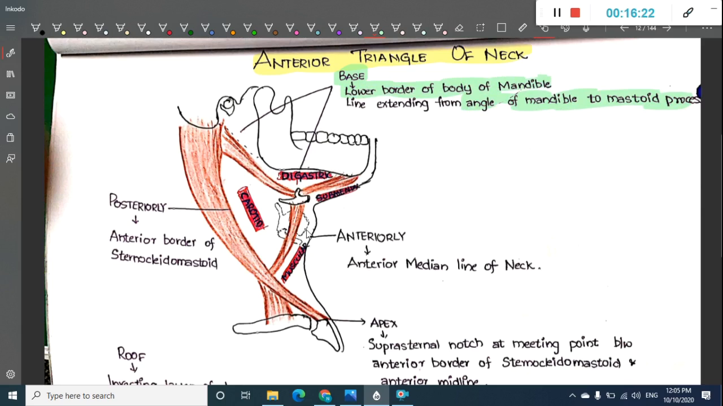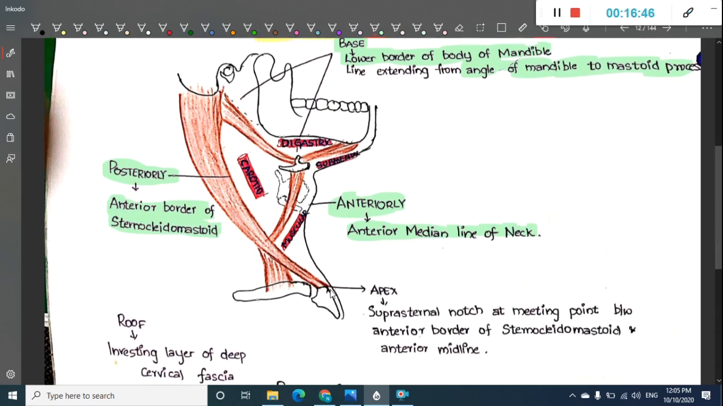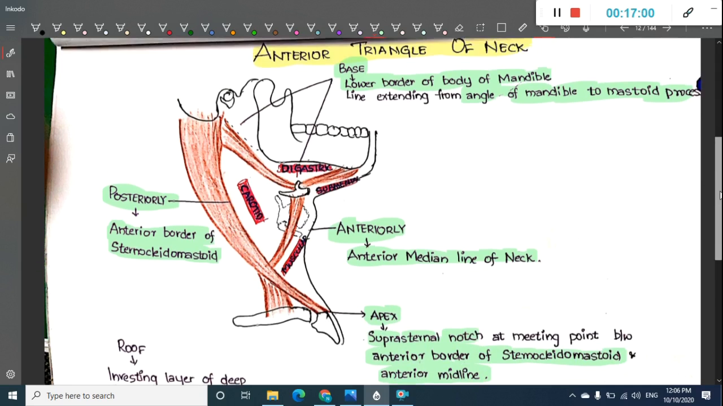Then what do you see anteriorly? Anteriorly we have the anterior median line of the neck. Posteriorly it is bounded by the anterior border of the sternocleidomastoid. Then this is the apex, and the apex is downwards here. This apex is nothing but the suprasternal notch, and it is the meeting point of the anterior border of sternocleidomastoid and the anterior midline.